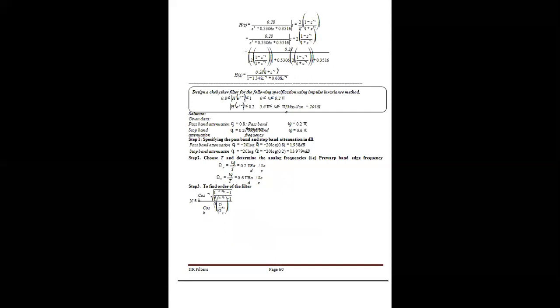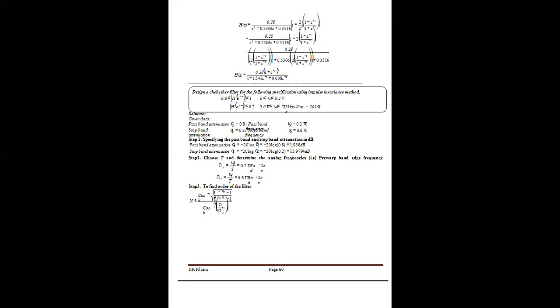So we will be specifying the passband and stopband attenuation in decibels by using the formula 20 log of the value. We found that the attenuations are 1.938 decibels and 13.9794 decibels. Second step, we choose the value of T and determine the pre-warping frequency. We know the relation that omega p is equivalent to small omega p divided by T, and omega s is equivalent to small omega s divided by T. Since we are assuming T is equivalent to 1 second, the answers are 0.25 radian per second and 0.65 radian per second. The third step, we have to find the order of the filter.